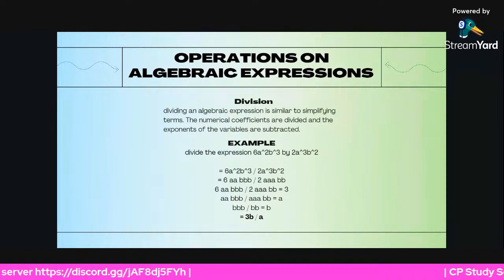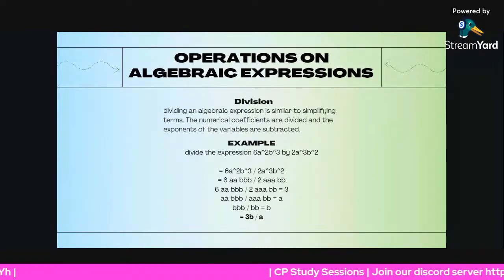Hello, malinaw ba yung example ng division? If hindi siya malinaw, you can ask for clarifications. Go ahead lang.